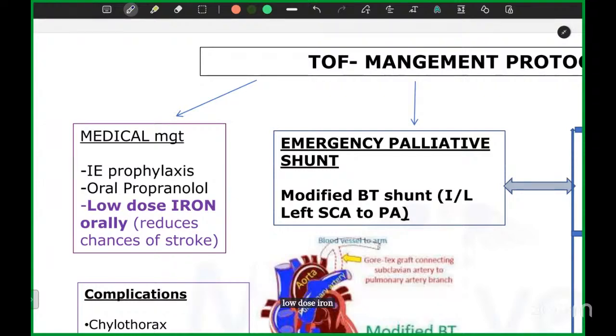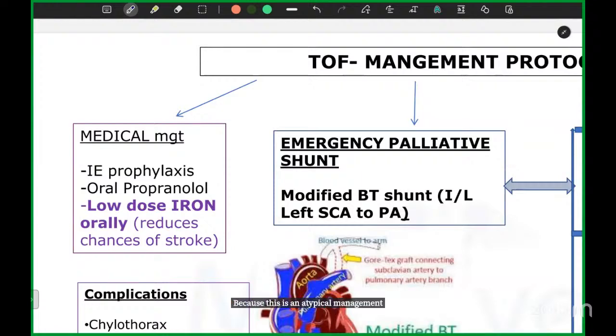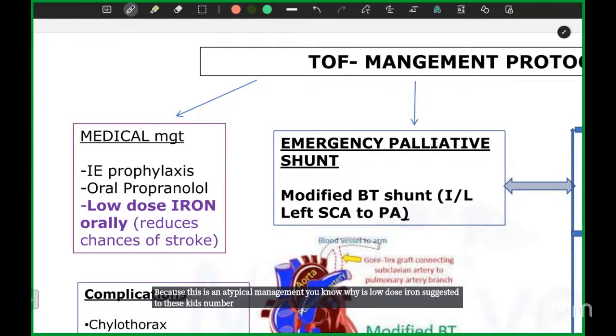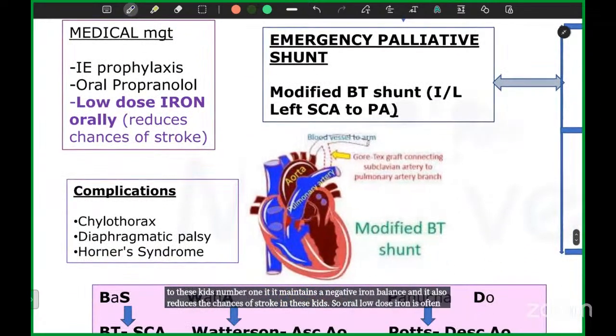This is again something which I can expect AIIMS to put up as a question sometime, because this is an atypical management. Why is low dose iron suggested to these kids? Number one, it maintains a negative iron balance, and it also reduces the chances of stroke in these kids. So oral low dose iron is often prophylactically recommended.